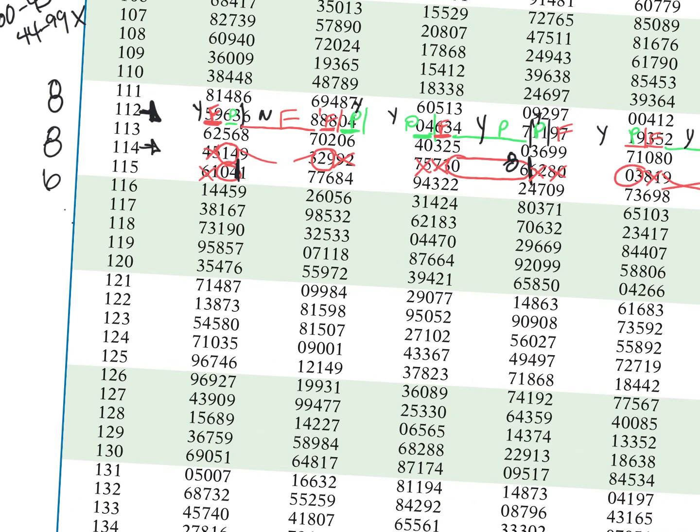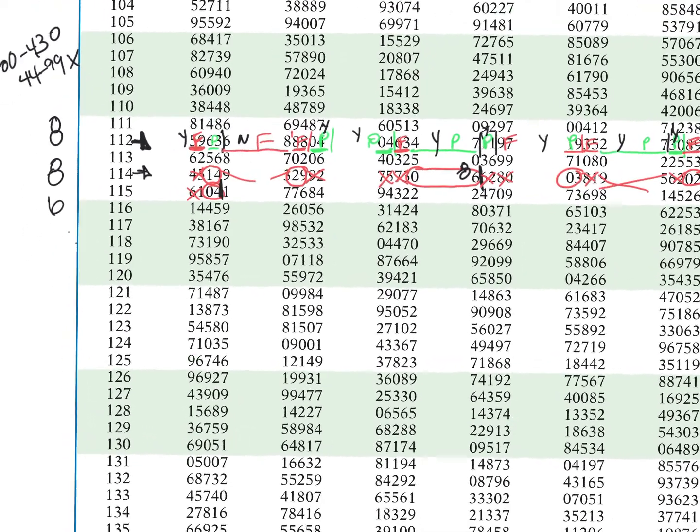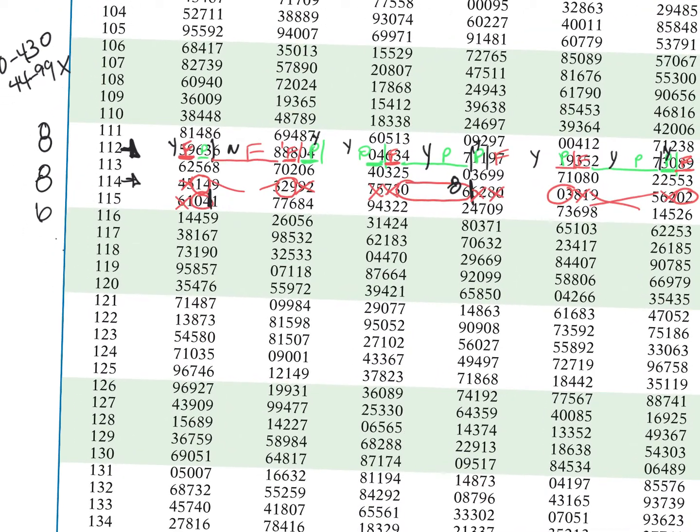Okay. Now we're going to do our next one. 17 is an O. 76 is not. 84 is not. 94 is not. 32 is an O. And 22 is an O. So I have 1, 2, 3 O's and 1, 2, 3 X's. So 3 and 3, 6 again.